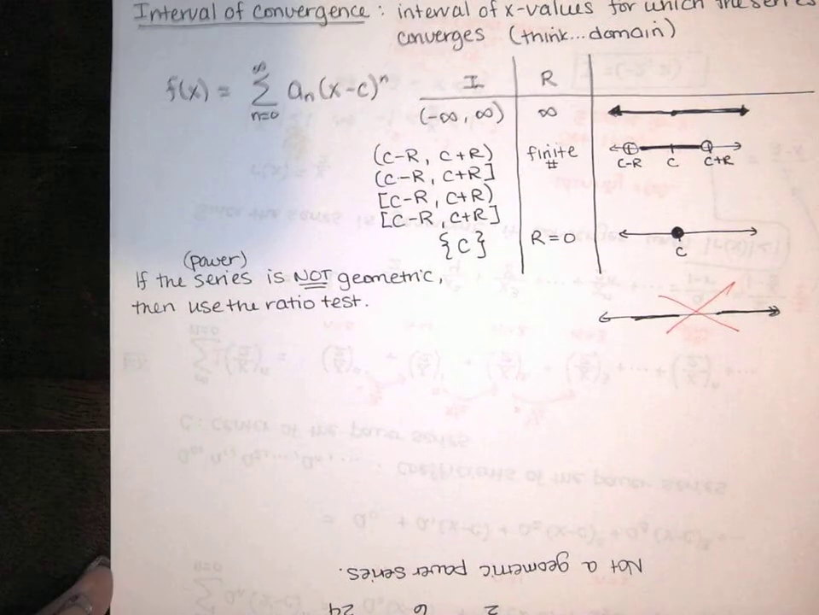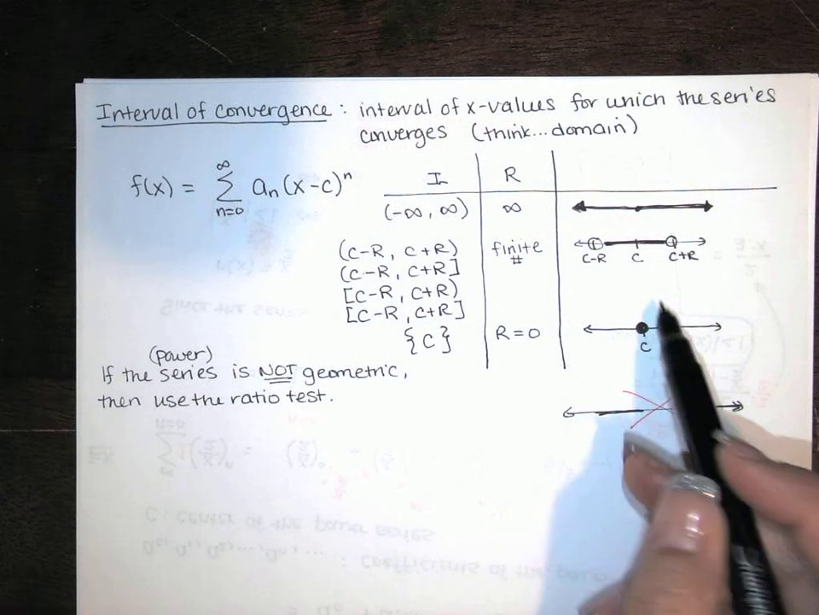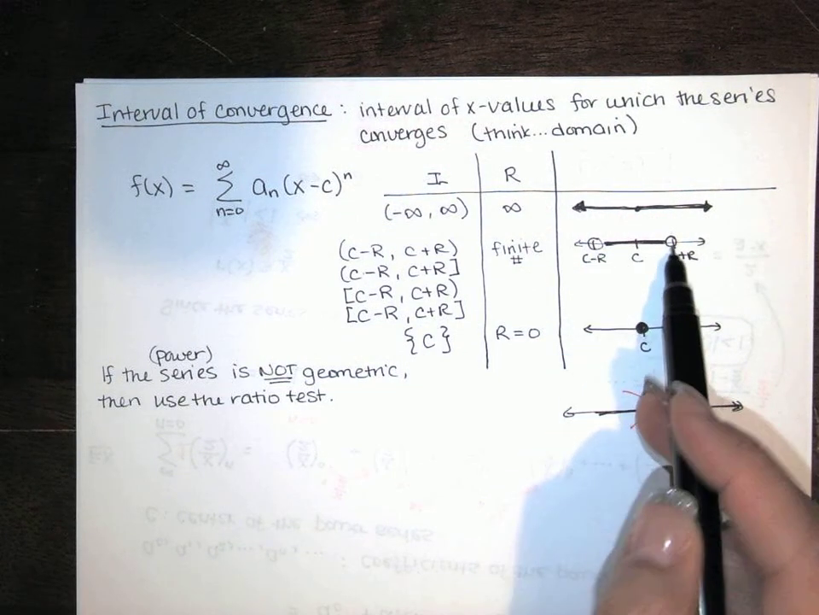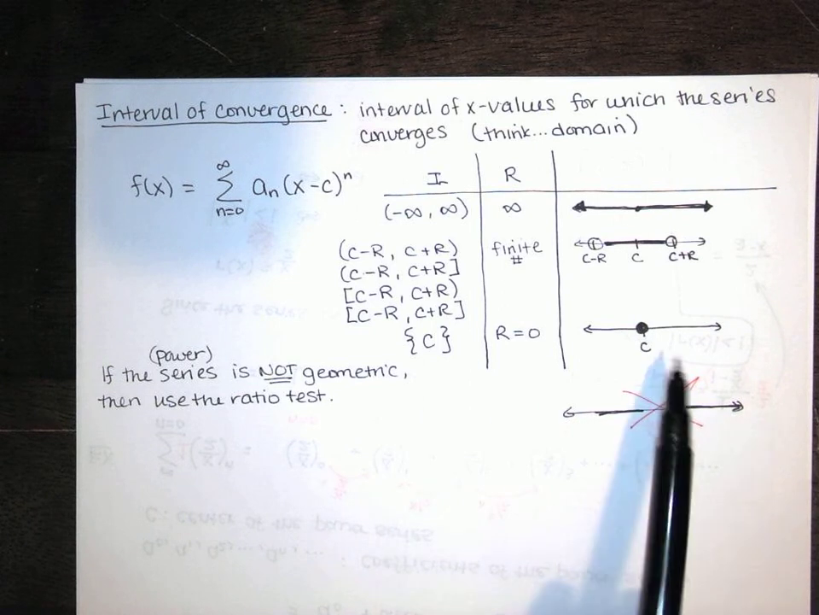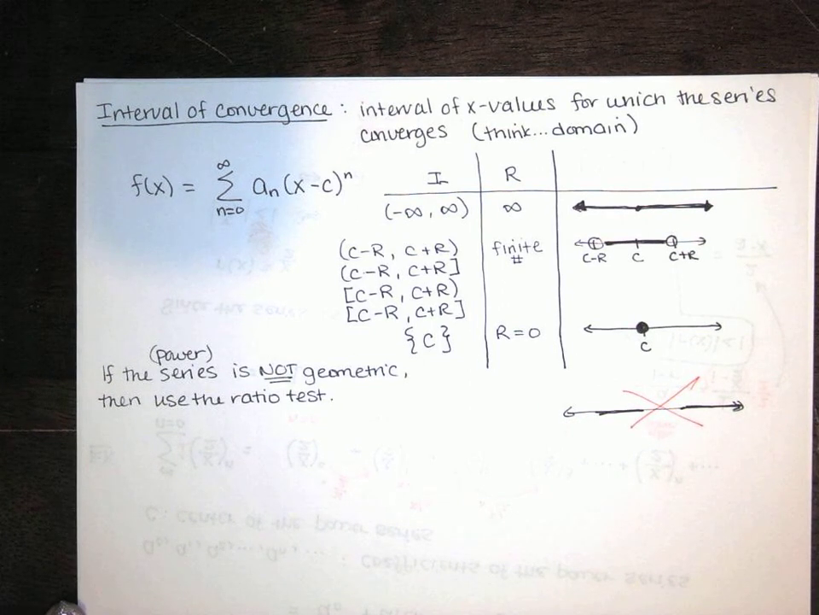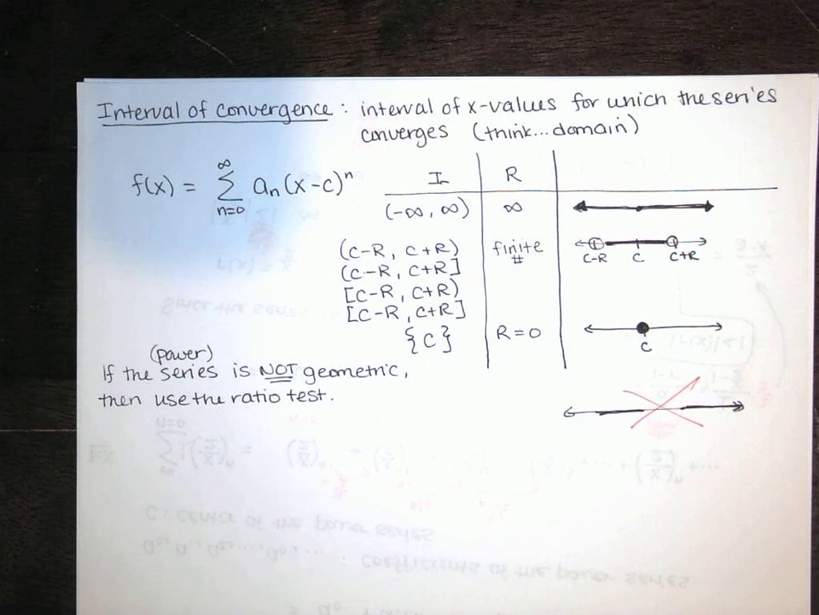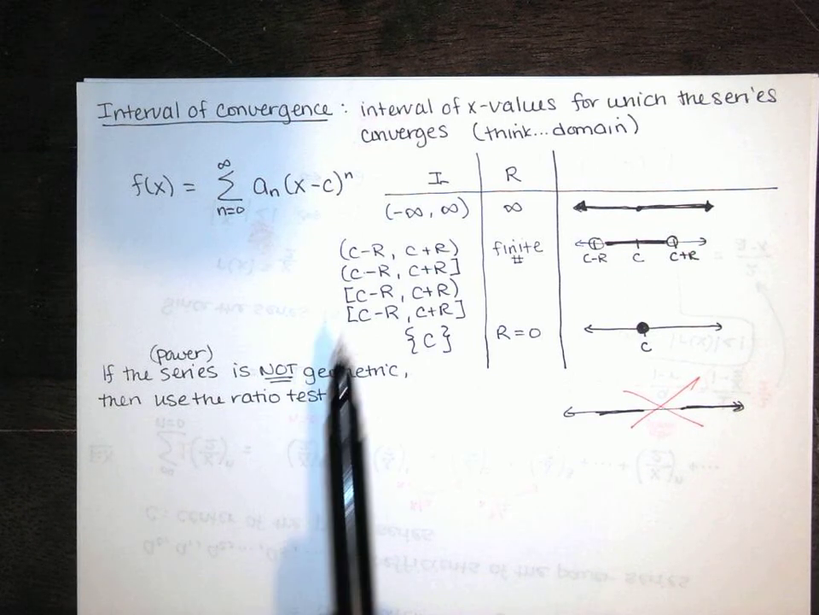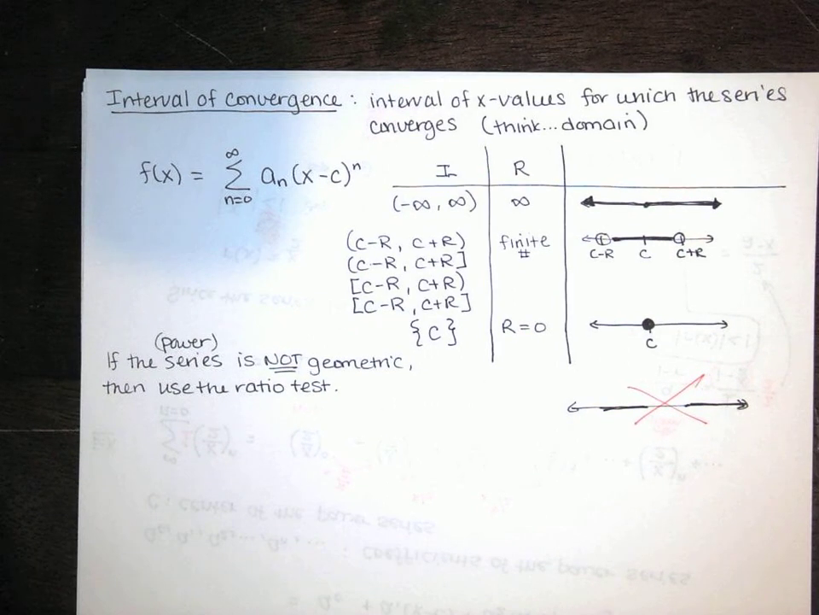There it is, right here. You've got three possibilities. It either converges at the center, it converges in an interval around the center, or it converges on the entire real line. It never does this thing where it converges for a while, skips some, and converges again somewhere else. Now, if the series is not geometric and we want to find the interval and radius of convergence, we're going to have to use the ratio test, and I'll save that for the next video.